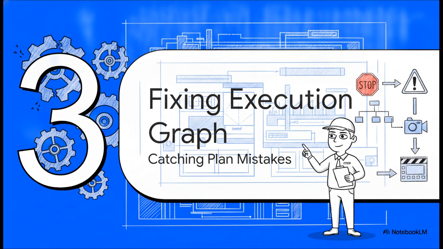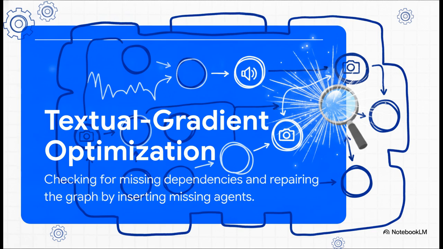Which brings us to Section 3, fixing the execution graph, catching mistakes before production. Now, think of this next step as a meticulous factory manager catching any blueprint errors right before they're sent off to the heavy machinery. You might see a term like textual gradient graph optimization and think, wow, that sounds incredibly dense. But let's de-jargon this a bit. Simply put, it's just the process of filling in the missing steps in our master plan.